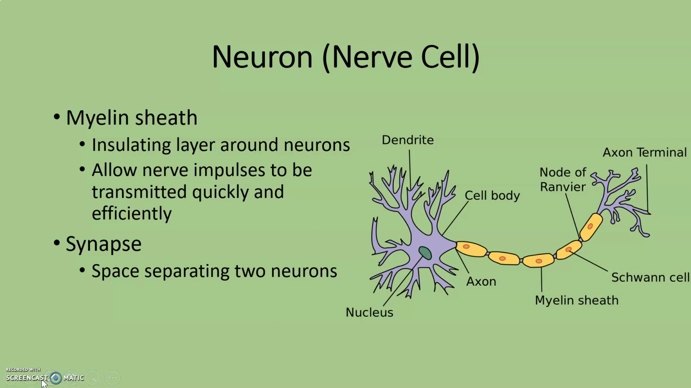this sheath and the nodes of Ranvier are going to allow the nerve impulse to be transmitted quickly and efficiently along that axon. So it's important to have that myelin and those nodes so that the impulse can travel quickly to the next neuron.